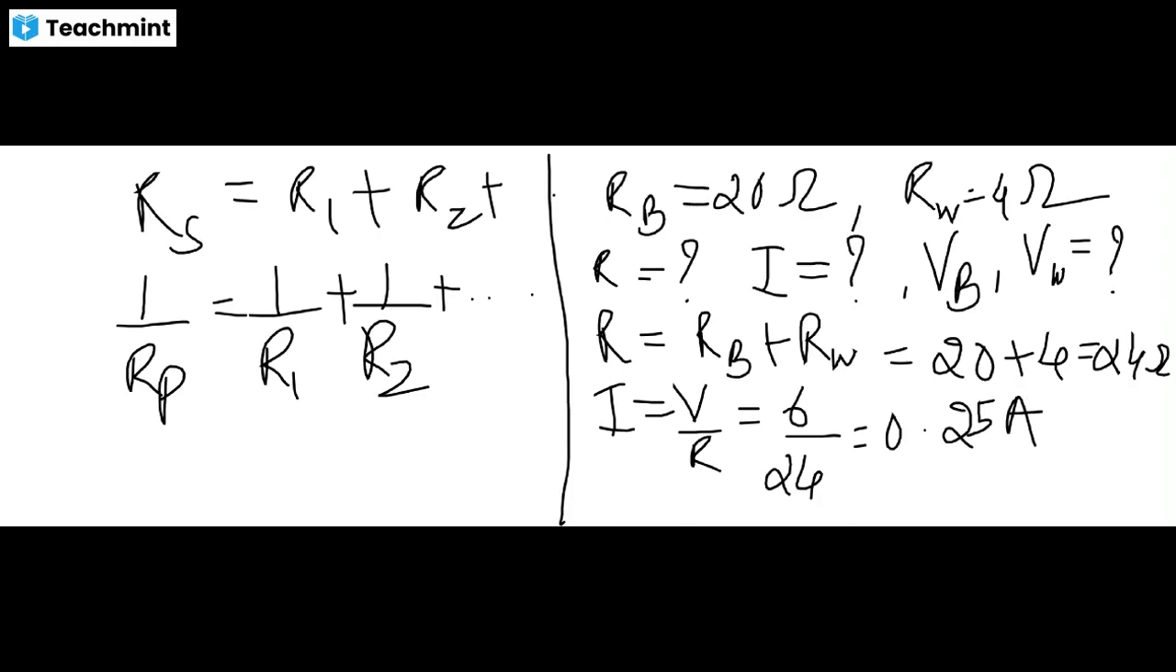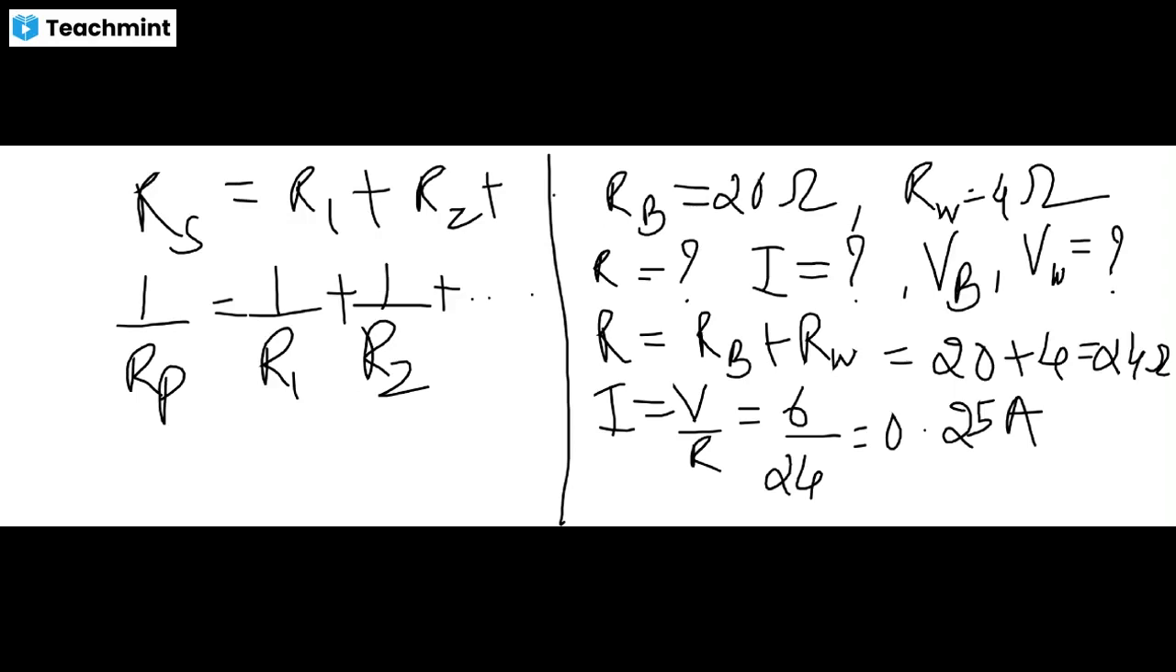Potential difference across the resistance wire is 4 into 0.25. 4 into 0.25, you are getting that as 1 volt. 1 volt, okay.